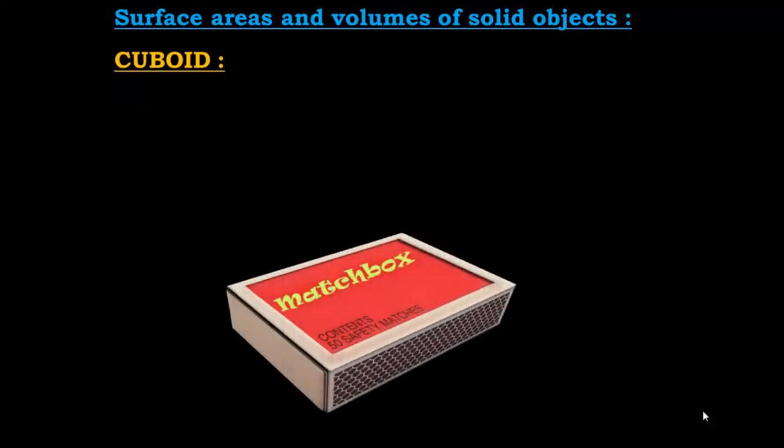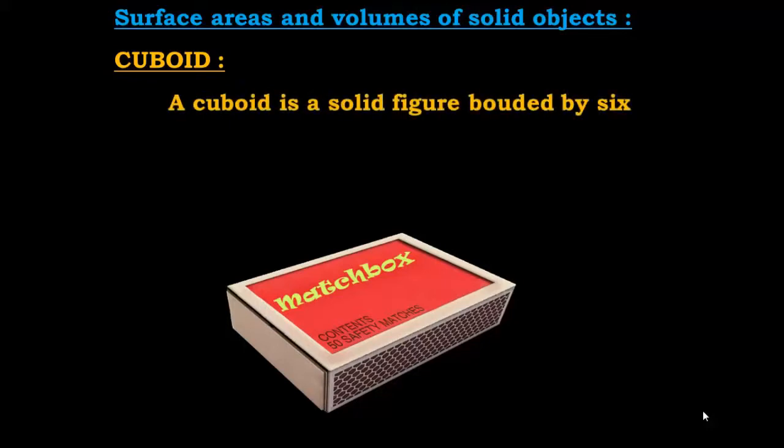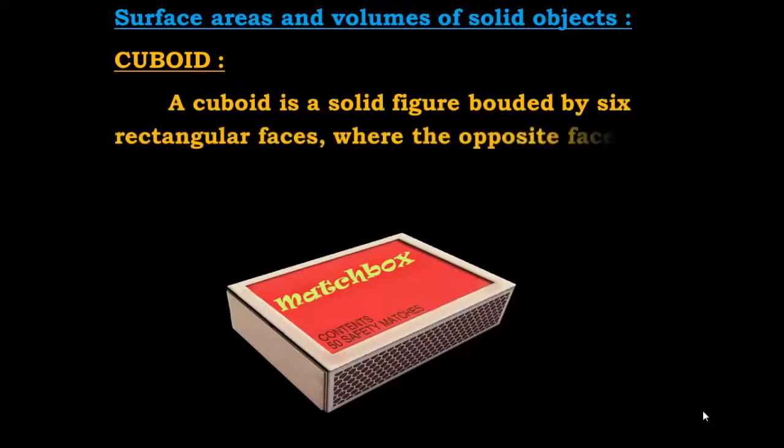A cuboid is a solid figure bounded by 6 rectangular faces where the opposite faces are equal. The cuboid is a solid figure in which there are 6 rectangular surfaces. See this matchbox, observe this figure. All the surfaces are rectangular where the opposite surfaces are equal.